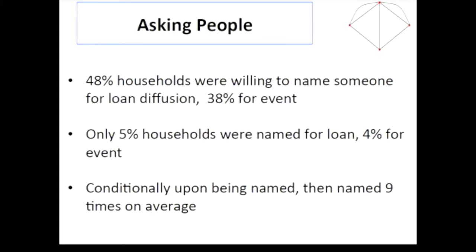When you actually look at the number of households that were named, it's a small proportion of the total number of households. It's about 5% of the total number of households who are actually named for the loan and 4% for the event. So basically things looked very similar for event and loan. Conditional upon being named, you're named 9 times on average. That means if somebody named me, then I was likely to be named by lots of different households. So there was a lot of consensus in terms of who people named. Once they named a household, that household was likely to be named by lots of other households. So at least they're agreeing on who the best diffusion households are.